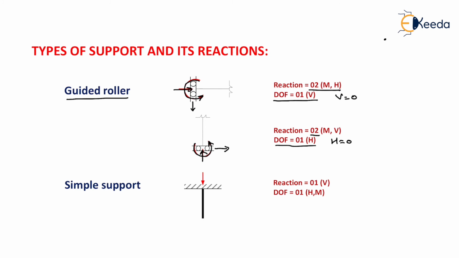Clear to all? Now the next support is the simple support. At simple support we only restrain the vertical displacement. That's why the reaction is only one, that is the vertical reaction, and we don't restrain the horizontal displacement as well as rotation. So the degree of freedom will be equal to 2, that is horizontal displacement and rotation. It means that horizontal reaction will be equal to 0 and moment is also equal to 0. That is all about the introduction of structural analysis.